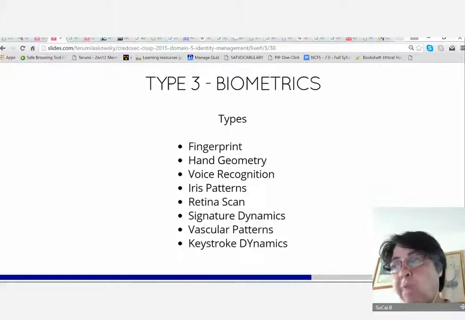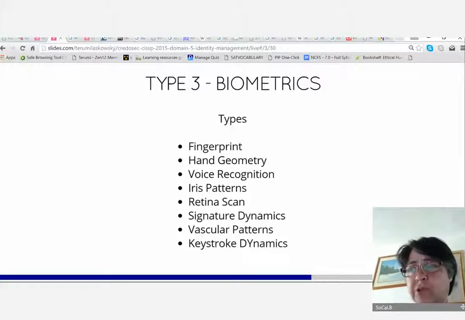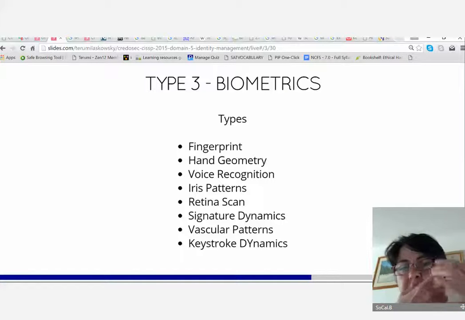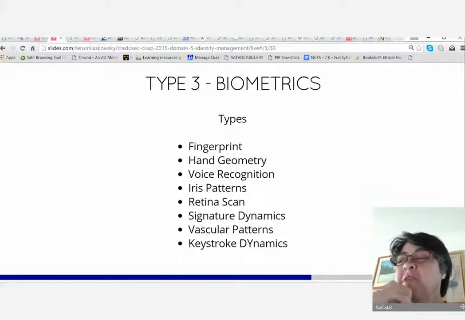So biometrics. These are all the types that are in your book. Fingerprint, hand geometry. Hand geometry is the measurement between the knuckles and your hand. I mean, there are all different places that they measure. I guess your hand has to be all grown up and not going to change anymore before you take this thing, right? Voice recognition, iris patterns. So iris would be the colored portion of your eye, and the vascular patterns are the same. Retina scan is the back side of your eye, and you look at the vascular patterns on the retina.